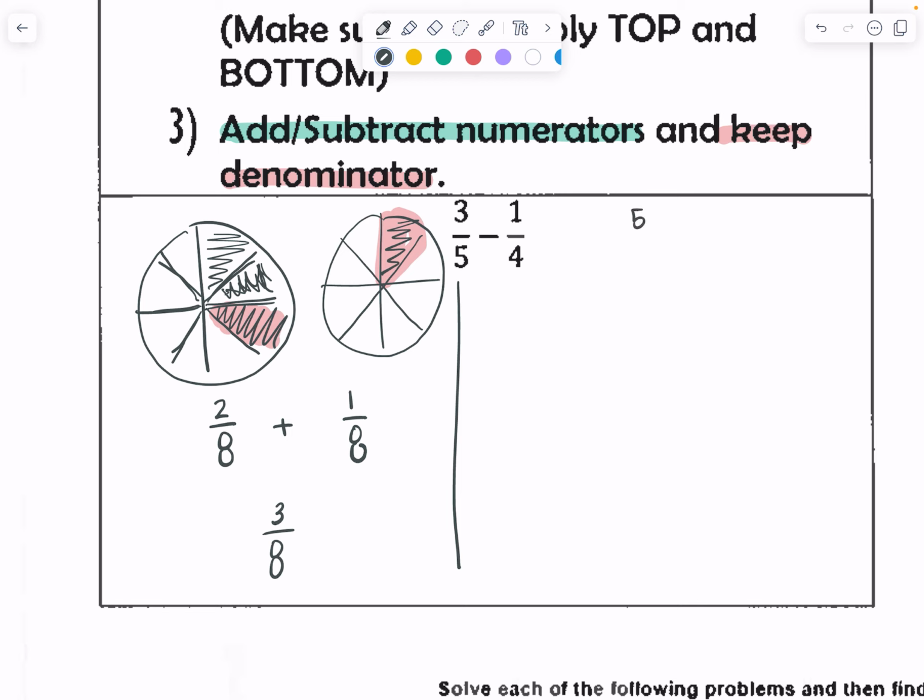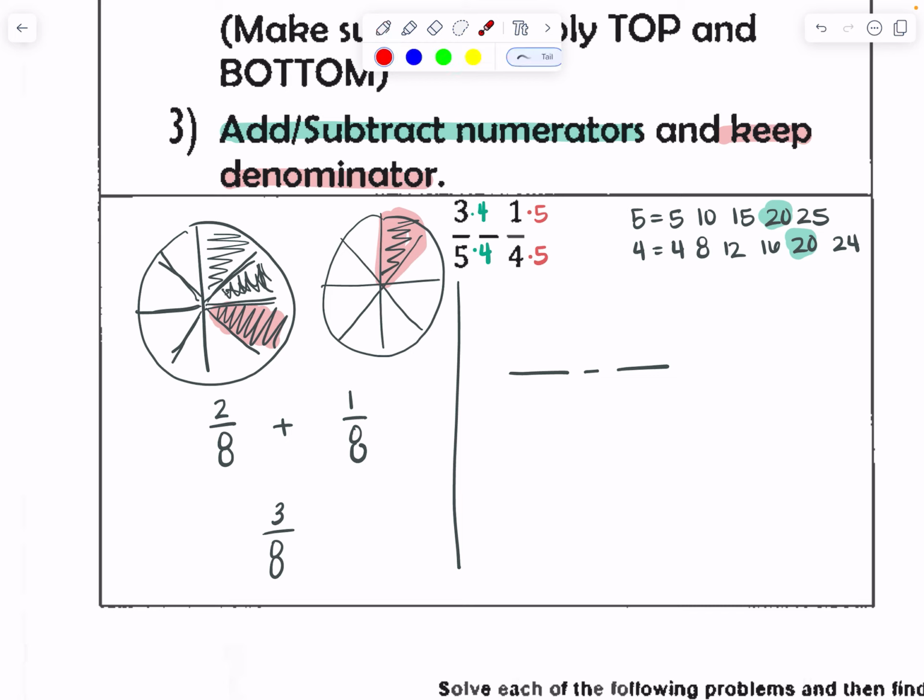Or if I wrote this out, write my multiples of 5 and my multiples of 4. The smallest multiple that they would both have in common would be 20. So what that means is I need to rewrite these fractions so that they have a denominator of 20. I need to multiply this one by 4 and multiply this one by 5.